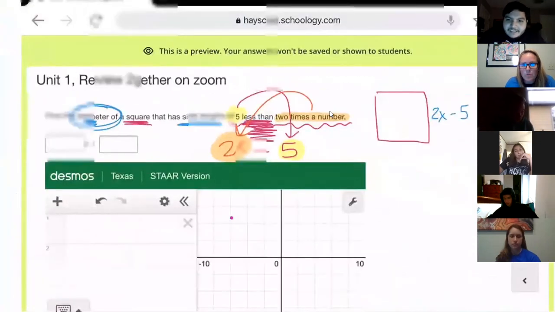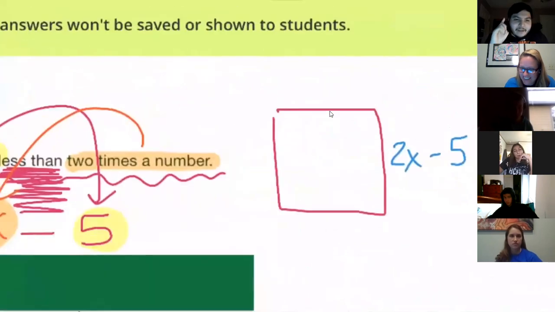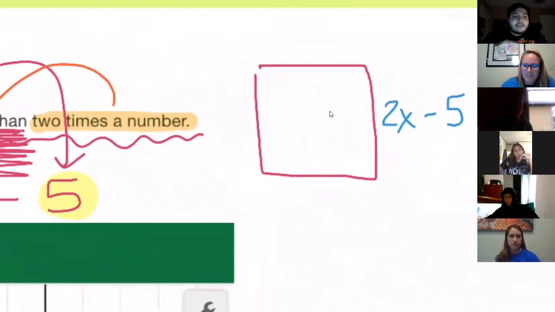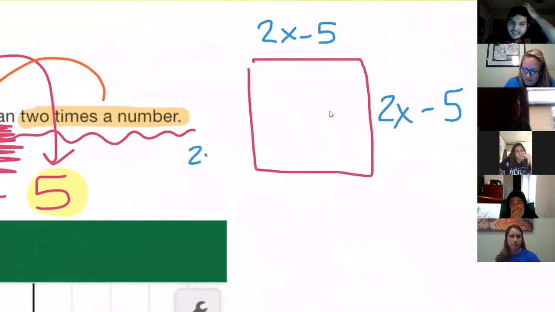All right, so since you have one side of it already, and we know that a square has all the sides equal, you just add up all of it like that, every other side.